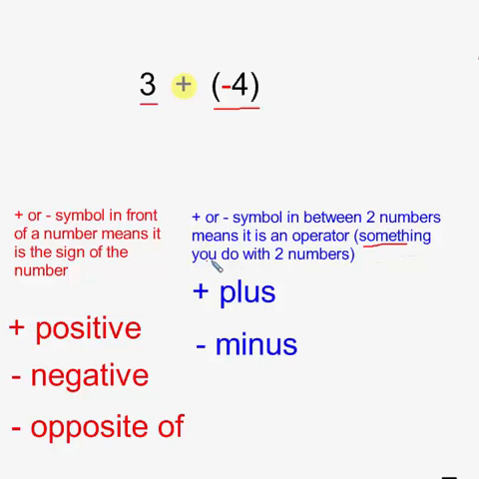It's something that you do with the two numbers. You're acting on the two numbers by adding them. So we read this as plus. So far we have 3 plus, and then here you have a choice.